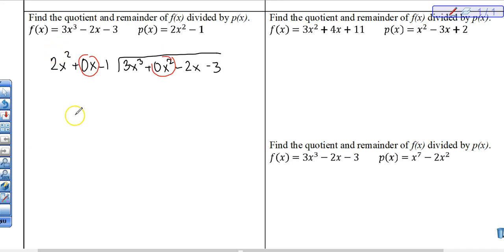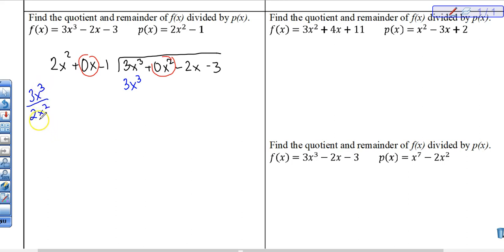Okay, so here we go. We are trying to get this to happen. This is what we want. So we're going to focus on 3x cubed divided by 2x squared. And it's not quite as easy to see as the last one was. So here's what I suggest we do. We come over here and we go 3x cubed divided by 2x squared, and we simplify it as much as we can.